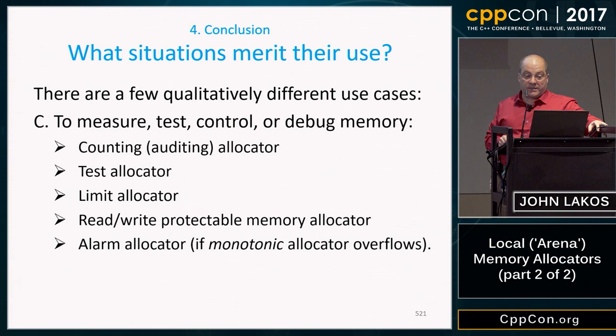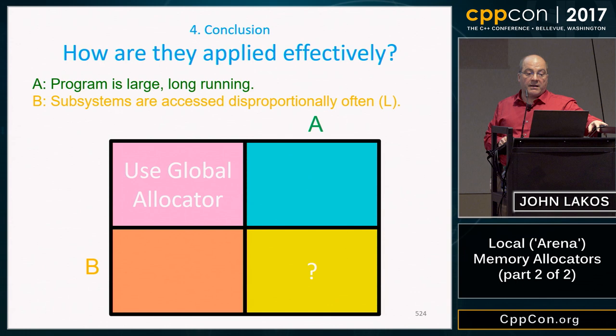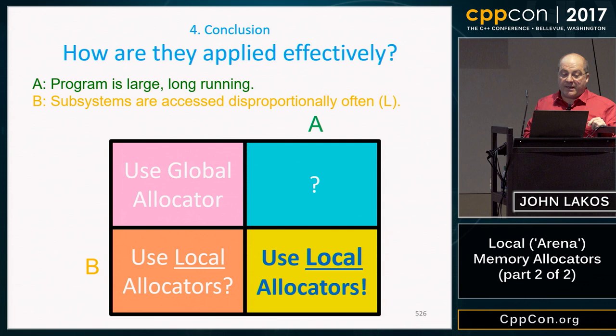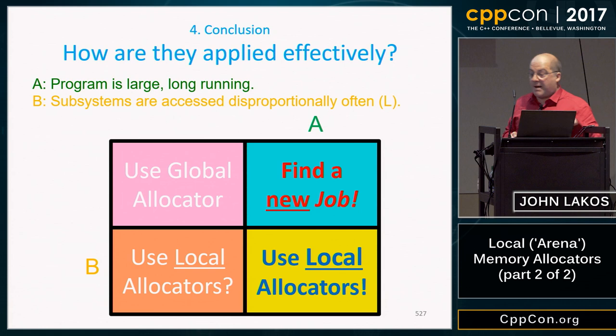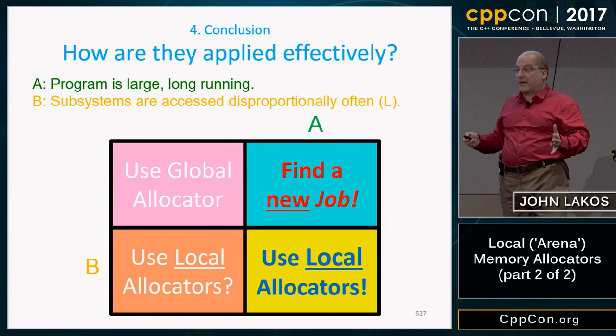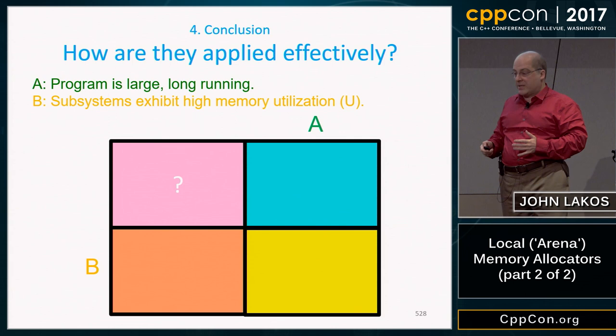So how do we apply them effectively? If you're in this first category, which is no one really cares, just use a global allocator. But if you are, for example, on a large long-running system and there's disproportionate access, then use local allocators. And of course, in the other cases, use local allocators maybe, but if you can't make this happen, then there's a problem. The "find a new job" is somewhat empathetic because, you know, people come into systems and they're just goo, and you try to retrofit allocators and it doesn't always work.